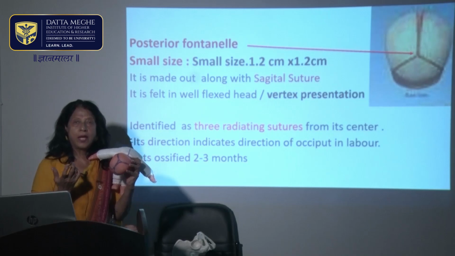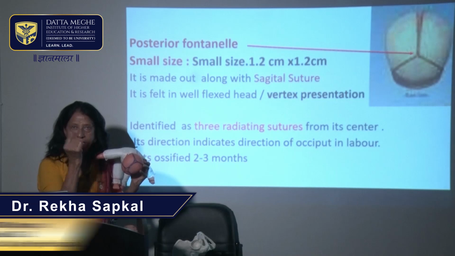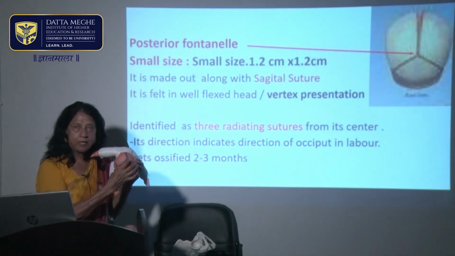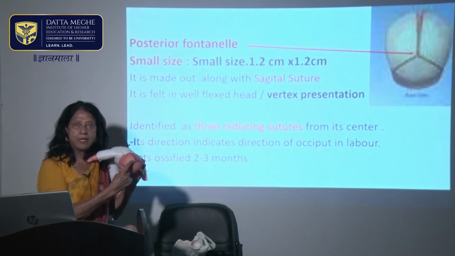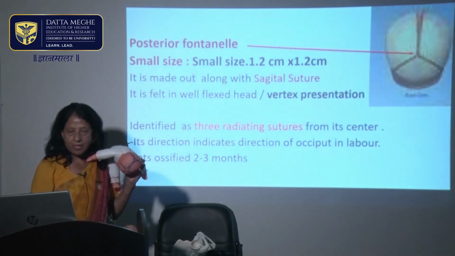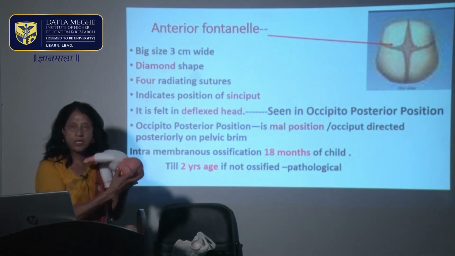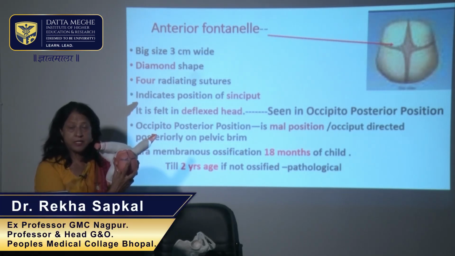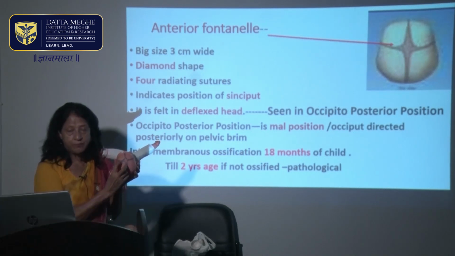But how to know I am palpating this posterior fontanelle only? Suppose by a digital examination, I palpate the sagittal suture, I go on this side, I go on this side, and I locate that there are 3 radiating sutures, and that is why it is a posterior fontanelle. Suppose on PV examination, I feel the sagittal suture and I feel the anterior fontanelle. It is a large fontanelle, 3 centimeter wide, diamond shaped. There are 4 radiating sutures.